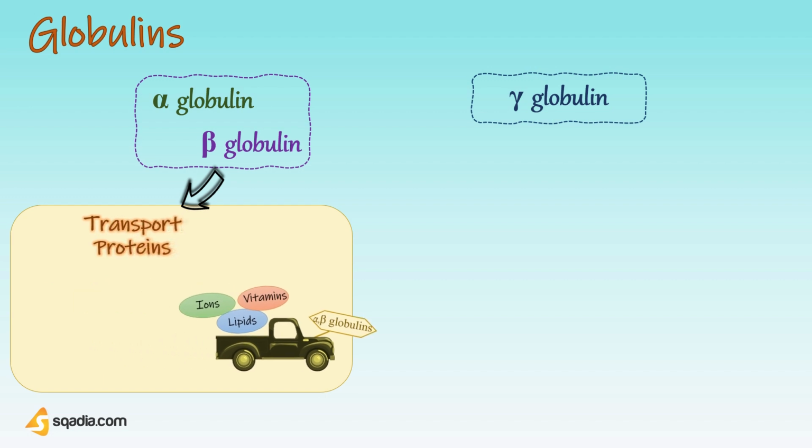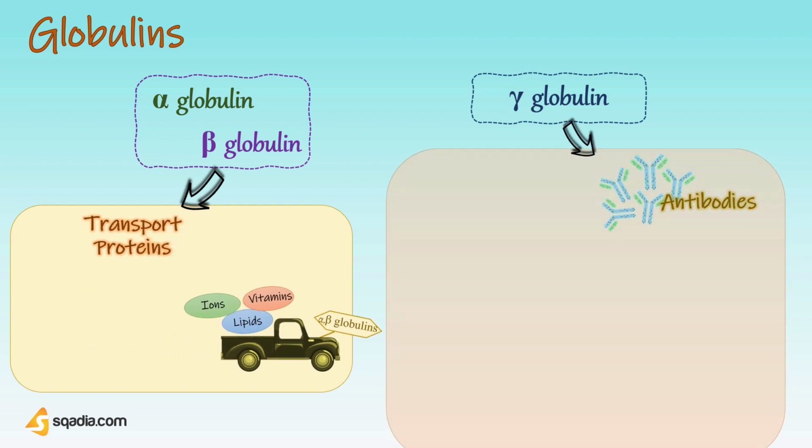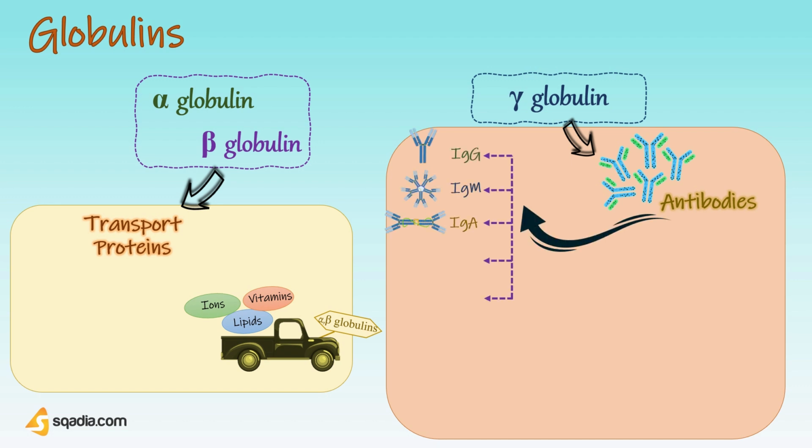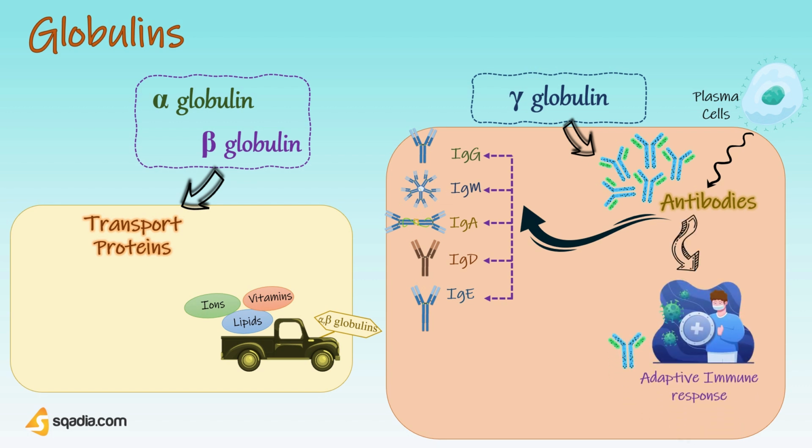Whereas the gamma globulins include the immunoglobulins or antibodies that can be subdivided into IgG, IgM, IgA, IgD, and IgE. These immunoglobulins are synthesized by B lymphocytes or plasma cells. The main role of these gamma globulins is in adaptive immunity, where they recognize foreign invaders and thus initiate an appropriate effector mechanism against them for the eradication of that foreign invader or antigen.